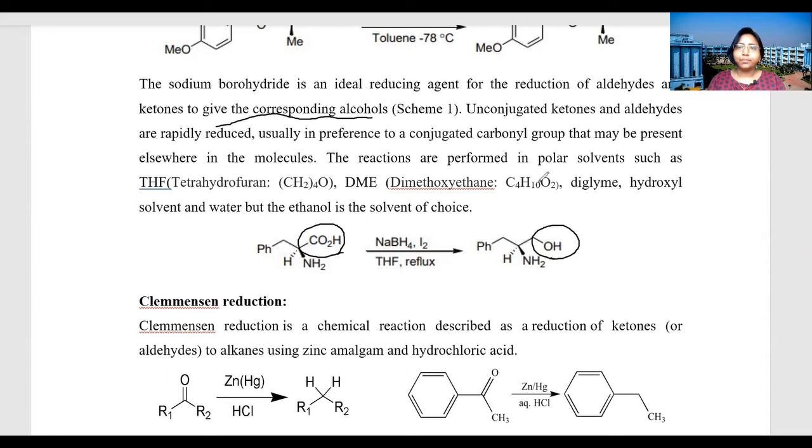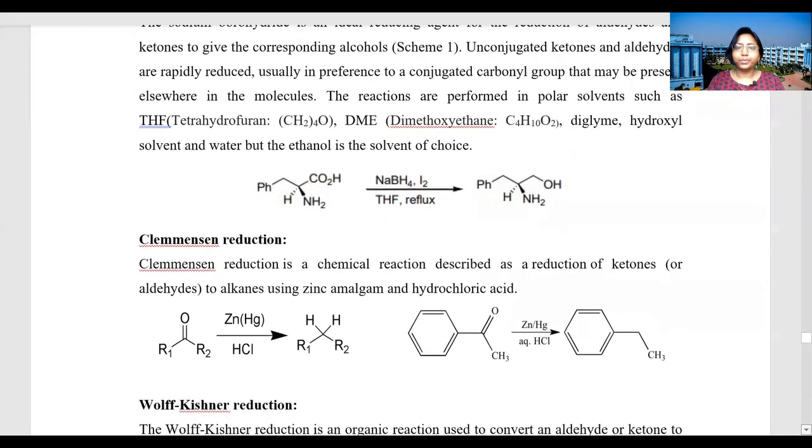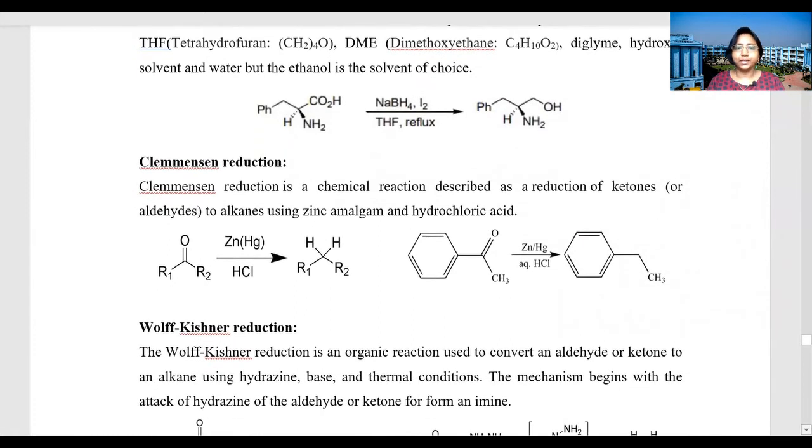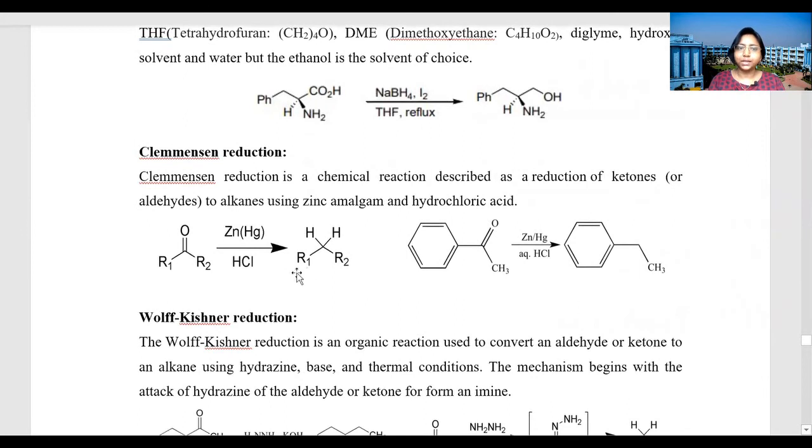Next is the Clemmensen reduction. Clemmensen reduction, what is it? Clemmensen reduction is a chemical reaction described as a reduction of ketones or aldehydes to alkanes using zinc amalgam and hydrochloric acid. So it is zinc amalgam and hydrochloric acid. In presence of this, the ketone or aldehyde will be converted into alkane. So let's look at the example.